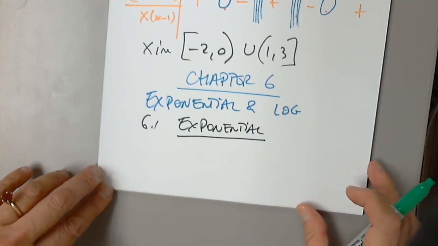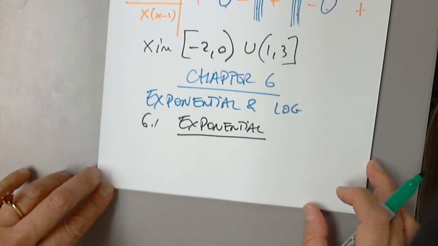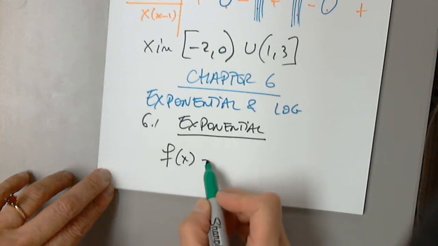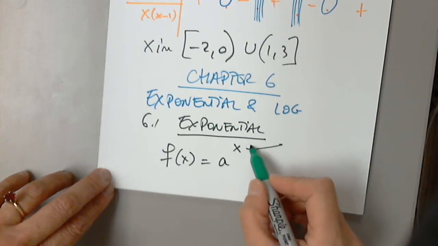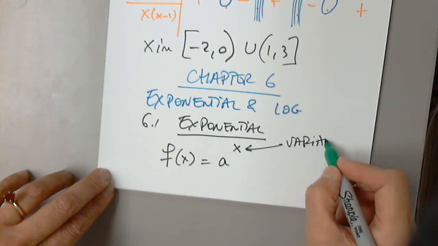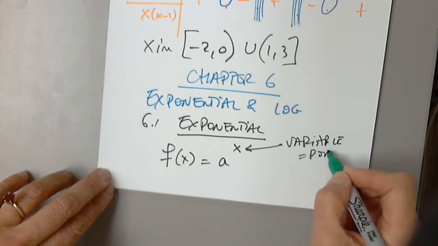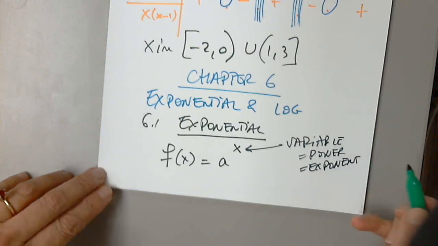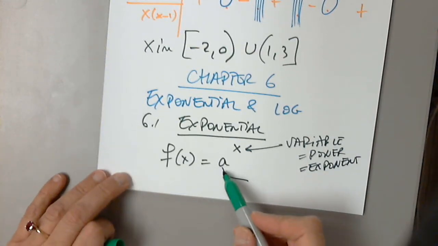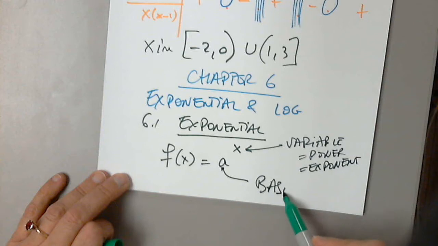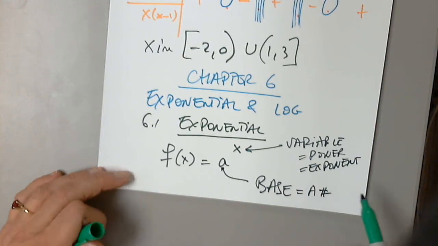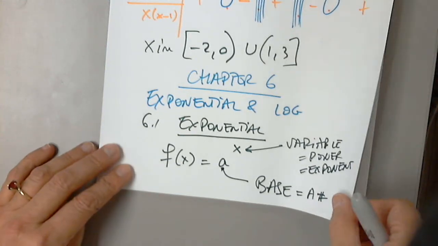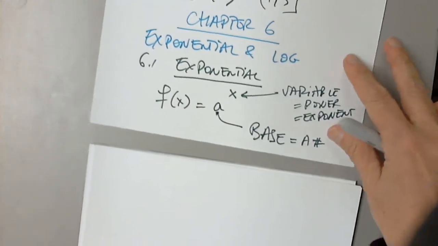Why do you think this function is called exponential? Because the variable is the exponent. This is the variable, which is the power or exponent. This is the base, which is a number, but it has restrictions. So let's discuss what's happening here.